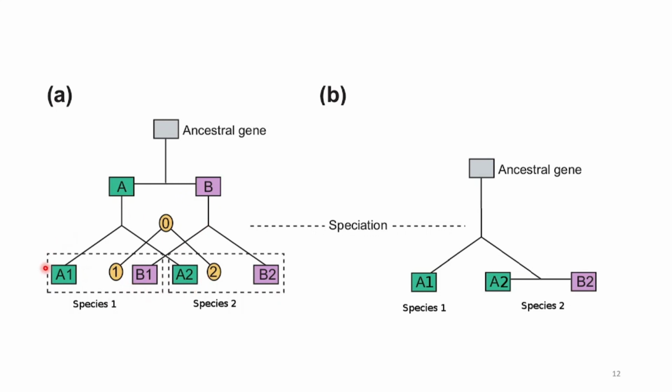That means A1 and B1 are paralogs. A1 and B2 are paralogs. A2 and B1 are paralogs. A2 and B2 are paralogs. But A1 and A2 are orthologs, and B1 and B2 are also orthologs.